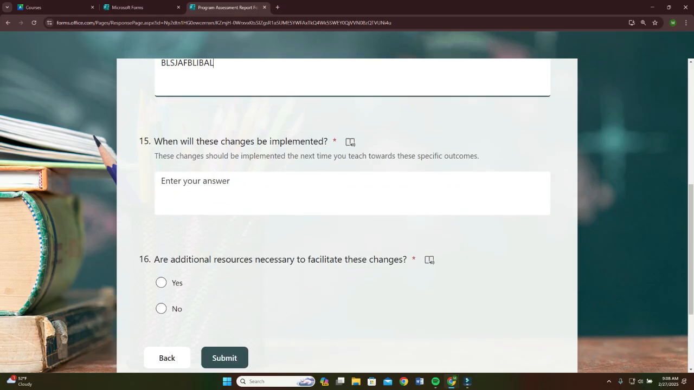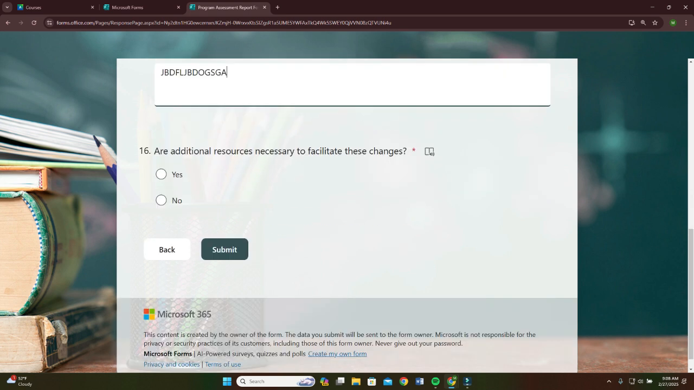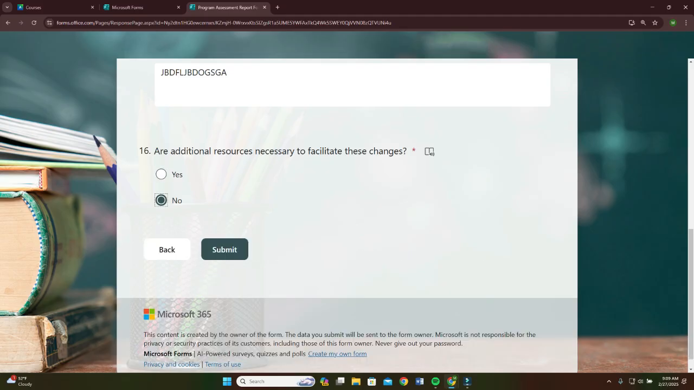And then these next two are pretty easy. When will these changes be implemented? Likely going to be the next time you teach those outcomes, right? Our loop is open, we're going to look at these outcomes again, so that's going to be the next time this course is taught. And then finally, are additional resources necessary to facilitate these changes? If you say yes, you are going to get a question that asks you to expound upon what you need to facilitate those changes, whether that is funding, specific materials, more time, etc. If you say no, that is going to be where the form ends.